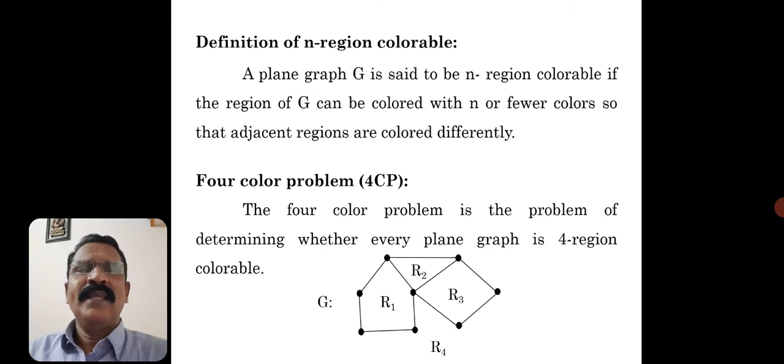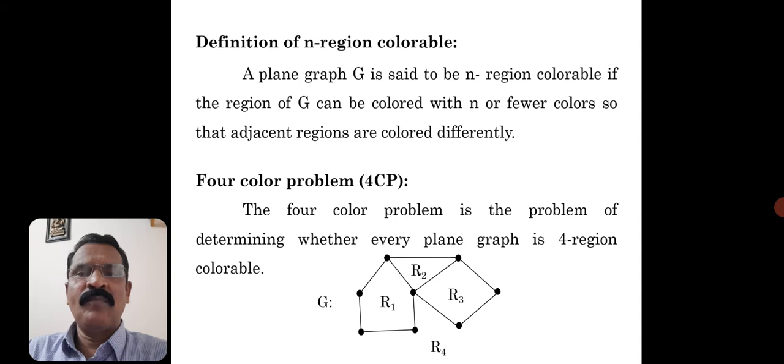Okay, so a plane graph G is said to be n region colorable if the regions of G can be colored with n or fewer colors. As I said, though it is an 8 coloring graph, you can use 6 colors, you can use 4 colors, colorable. So with n or fewer colors, so that adjacent regions are colored differently. If it is possible, then you can say it is n region colorable, like an m colorable graph. The same concept. Okay. So now we will see what is the 4 color problem.